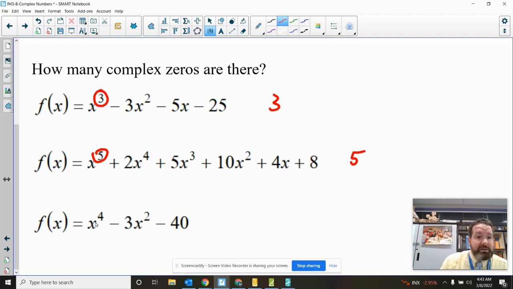And then lastly here, highest variable exponent is 4. This polynomial has 4 roots altogether. Now, what type they are and how many of them show up more than once, that's a little trickier. But if you just want to know how many there are, simply look at your highest variable exponent.